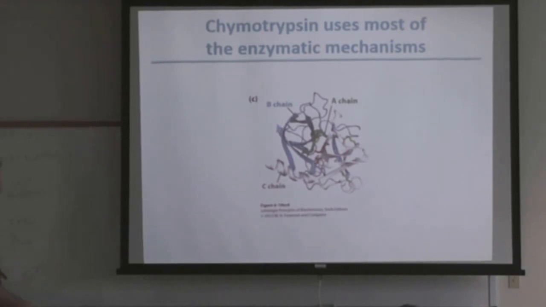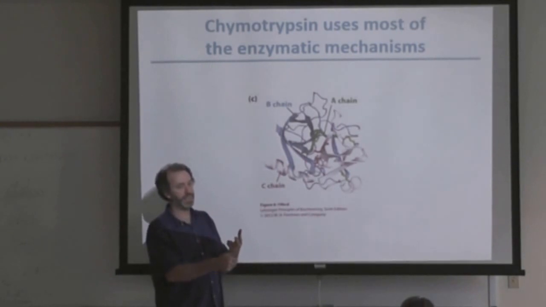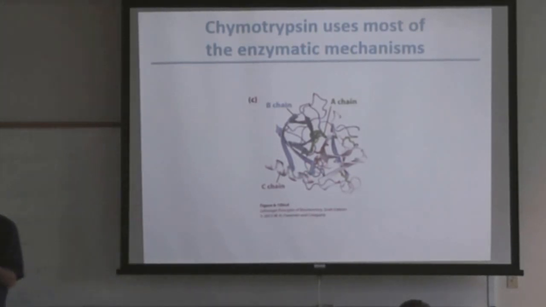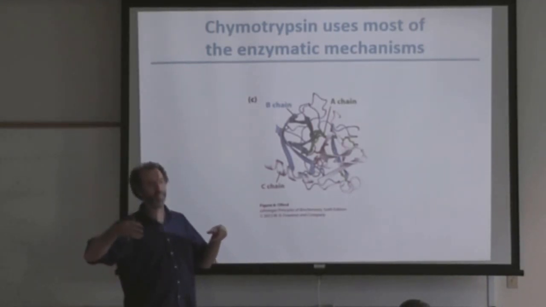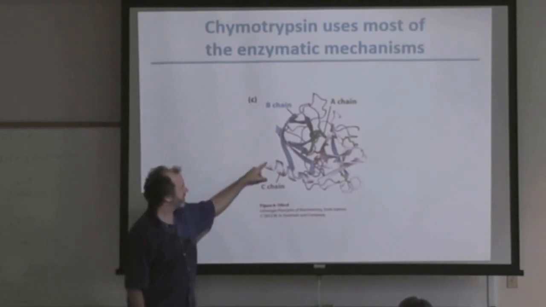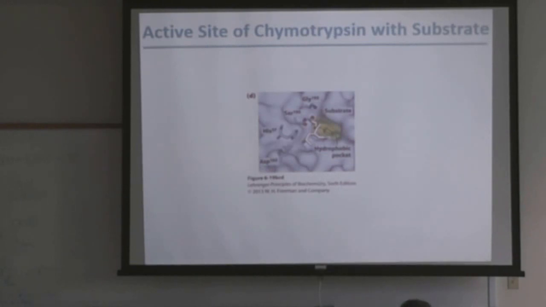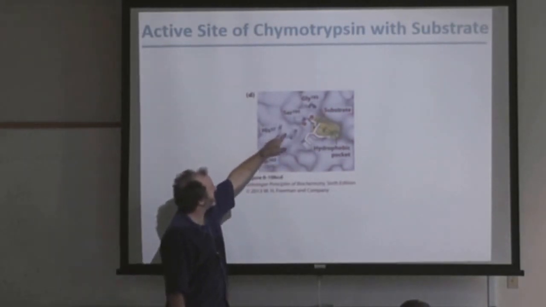So there's a number of parts. There's a catalytic triad that includes an aspartic acid, a histidine, and a serine. There's a hydrophobic binding pocket that will bind the aromatic R group, and there's an oxyanion hole that stabilizes an oxide that's produced as an intermediate. This is the active site of chymotrypsin. This is your catalytic triad: you have your aspartic acid, a histidine, and a serine.